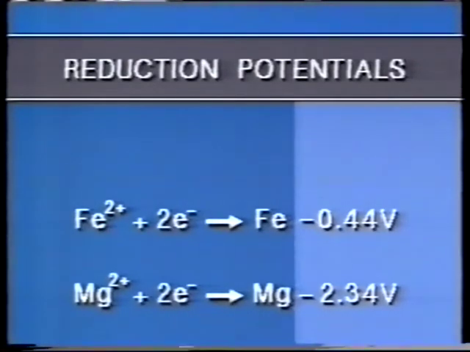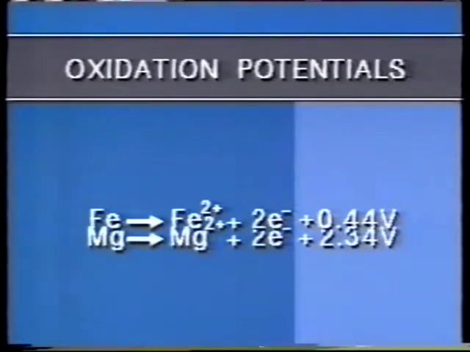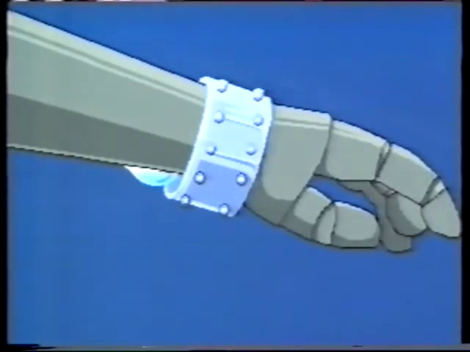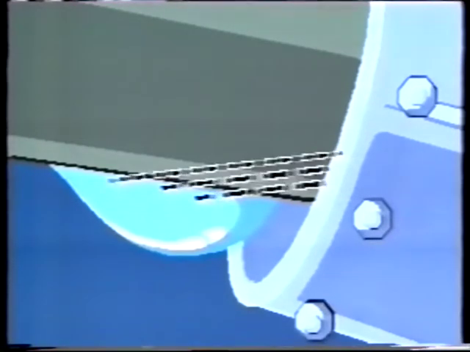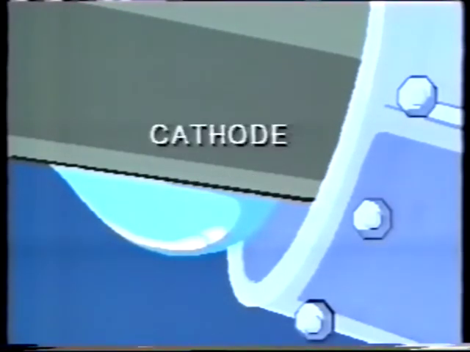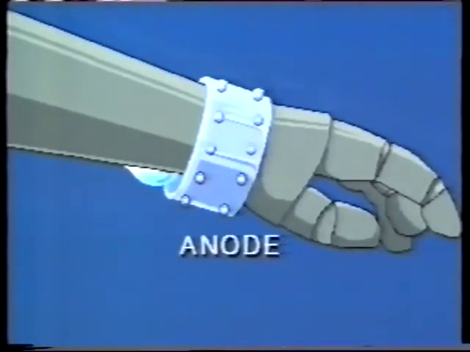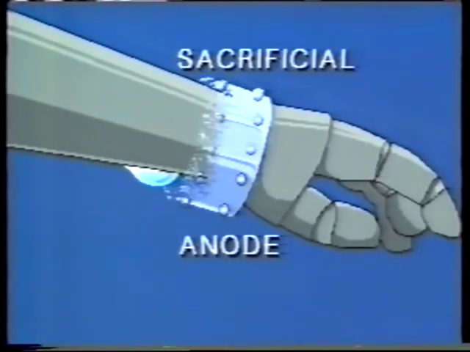Another version of this kind of protection is a little more flashy. Robot jewelry. Let's rivet on a bracelet of magnesium. Now, look at the reduction potentials of iron and magnesium. Reverse their reduction potentials, and we see that magnesium has the higher oxidation potential. When a drop of salt water lands on the robot, magnesium becomes the anode where oxidation occurs. The electrons released from the magnesium travel to the iron cathode, where they are passed into the drop. Since the iron is turned into a cathode, this is called cathodic protection. And the magnesium is called a sacrificial anode, since it reacts and erodes away.